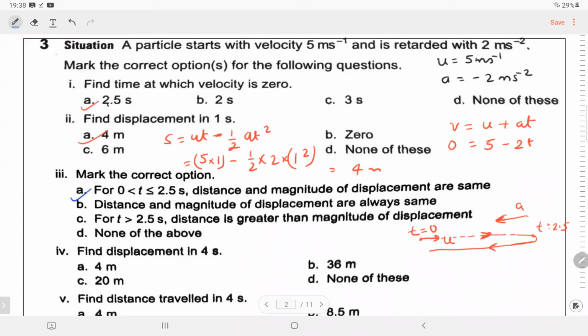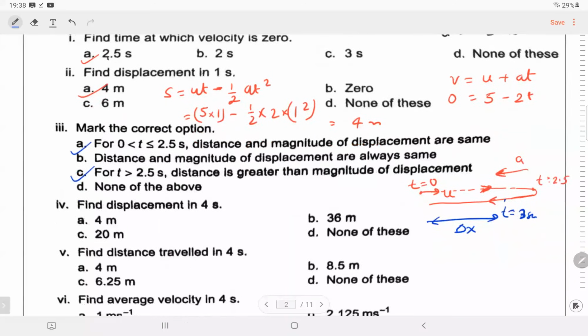A is correct. B is not correct. For t greater than 2.5, distance is greater than magnitude of displacement. So suppose the time t is equal to 3 seconds. The displacement will be only this much, but the distance is the total path length covered, S1 plus S2. So for t greater than 2.5, distance is going to be greater than displacement.